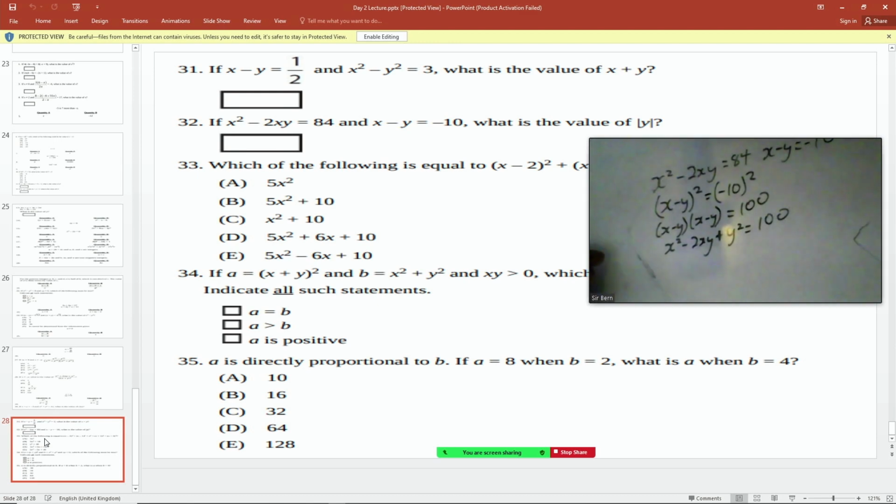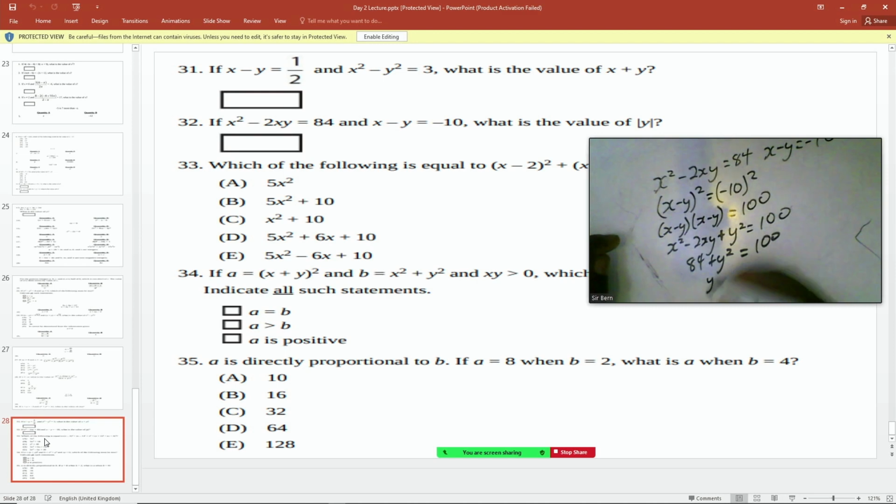And they've given us in the question that x squared minus 2xy is equal to 84. So 84 plus y squared is equal to 100. Finding for y, we have y squared is equal to 100 minus 84. So that gives us 16. y squared is equal to 16.